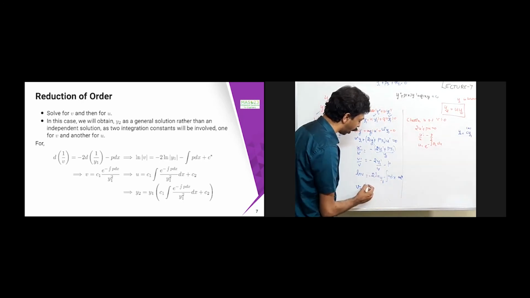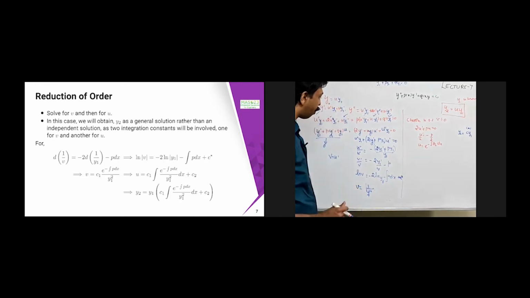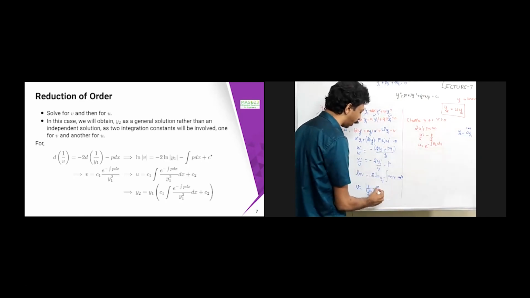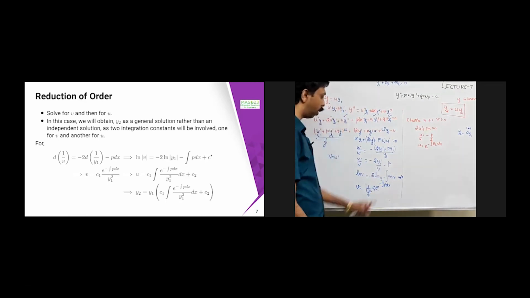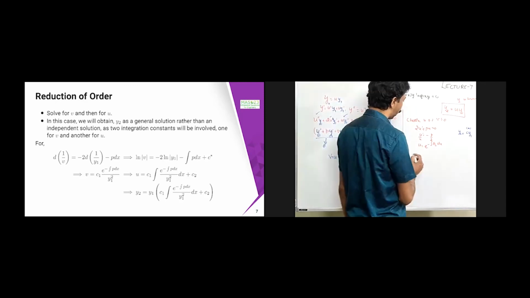Therefore, the denominator is y1 square, and the numerator is e power minus integral p dx. I can put some constant c1. So c1 into e power minus integral p dx by y1 square, that is nothing but v. Now v is this one. Therefore u is going to be found from it.